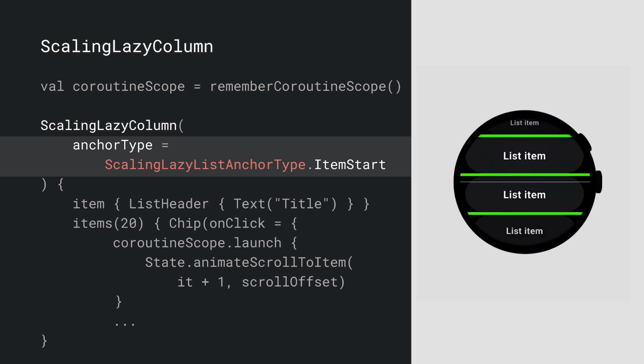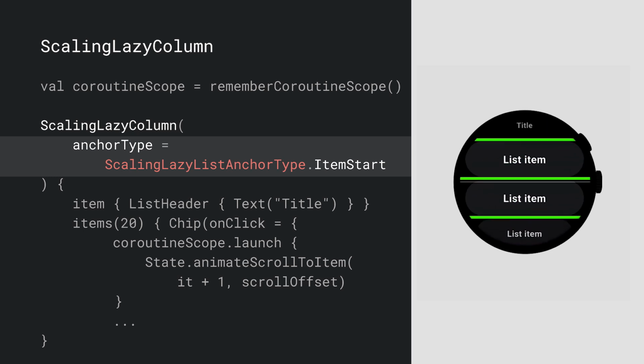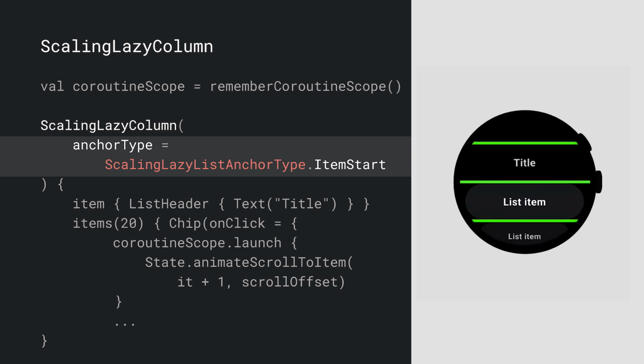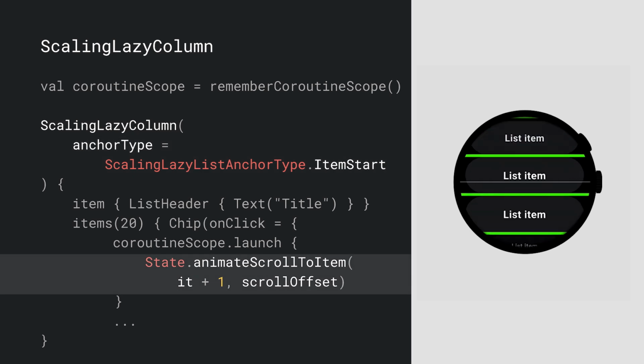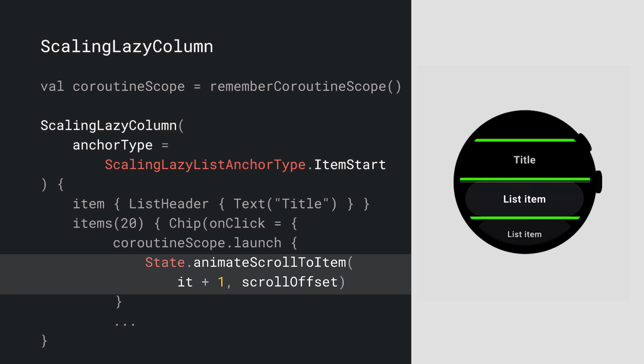A new property, anchorType, has been added to the ScalingLazyList to control whether an item's center or edge should be aligned to the viewport center line. These changes also allow you to take granular control of scroll events, for instance calling the animateScrollTo method.